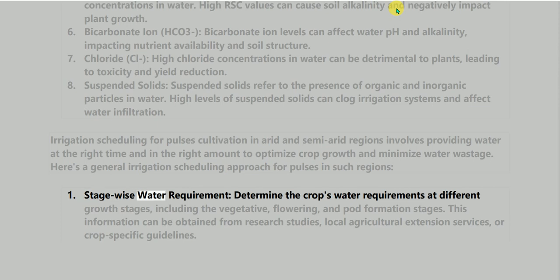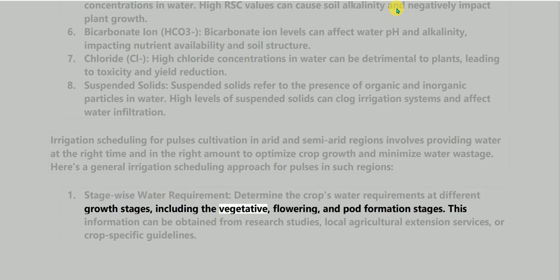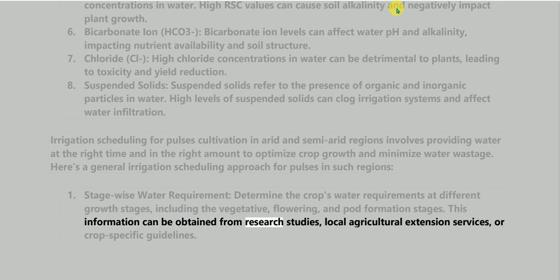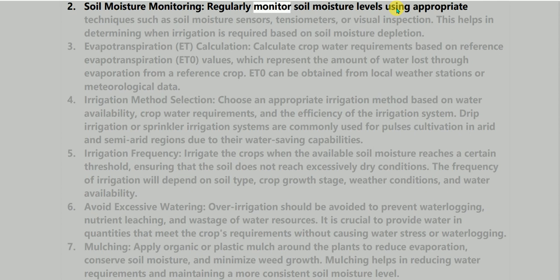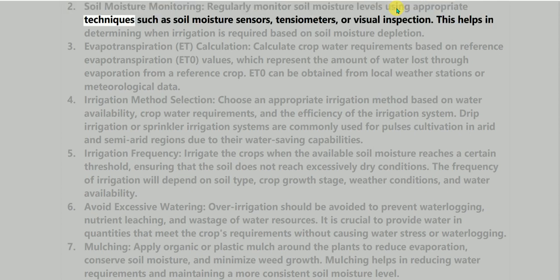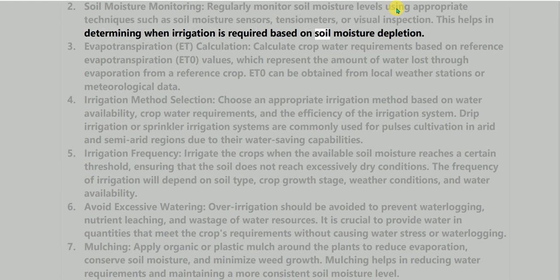1. Stage-wise water requirement. Determine the crop's water requirements at different growth stages, including the vegetative, flowering, and pod formation stages. This information can be obtained from research studies, local agricultural extension services, or crop-specific guidelines. 2. Soil moisture monitoring. Regularly monitor soil moisture levels using appropriate techniques such as soil moisture sensors, tensiometers, or visual inspection. This helps in determining when irrigation is required based on soil moisture depletion.